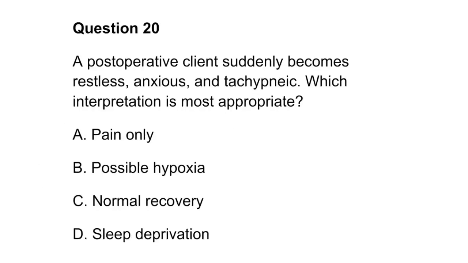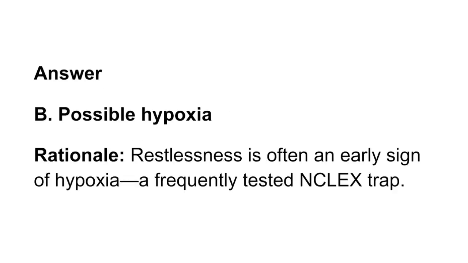Question 20. A postoperative client suddenly becomes restless, anxious, and tachypneic. Which interpretation is most appropriate? A. Pain only. B. Possible hypoxia. C. Normal recovery. D. Sleep deprivation. Answer: B. Possible hypoxia. Rationale: restlessness is often an early sign of hypoxia, a frequently tested NCLEX trap.